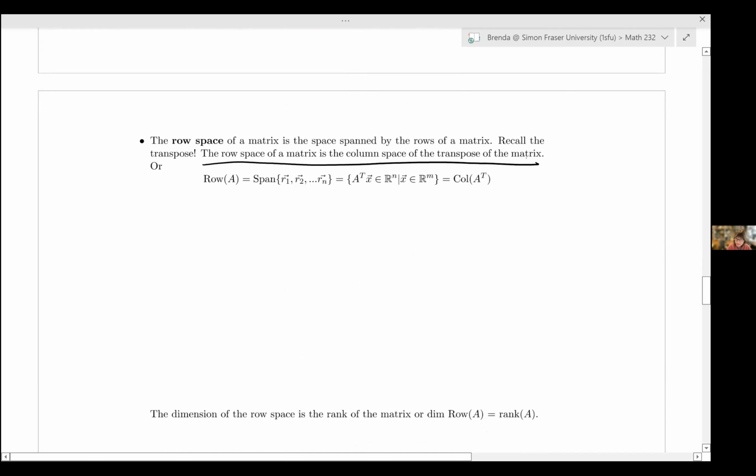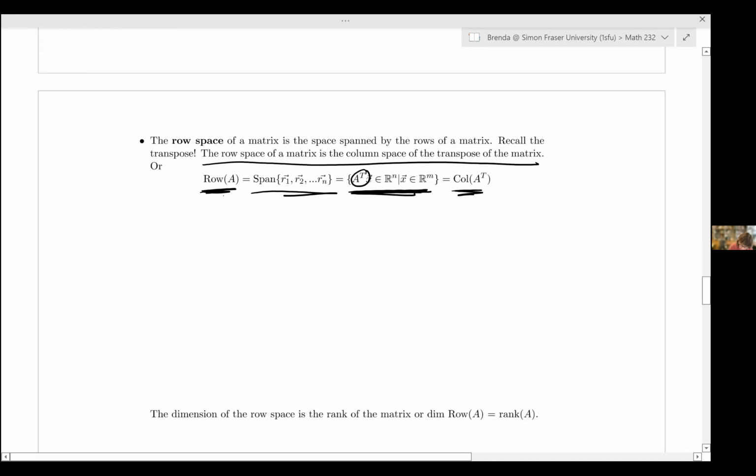The row space is the column space of the transpose. That's how they're linked. Okay, so the row space is the span of all of the rows, which is A transpose x, the same definition like we would have had of the column space, but now of course this is A transpose. So I'm saying that the row space of A is the column space of A transpose. This should just totally make sense.